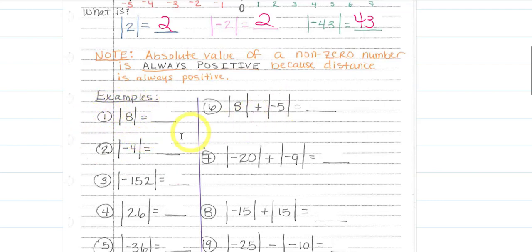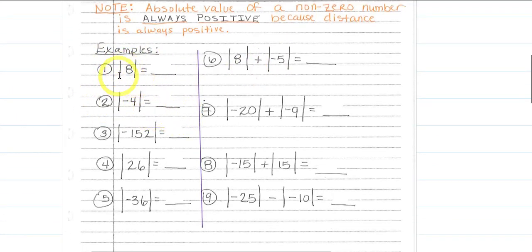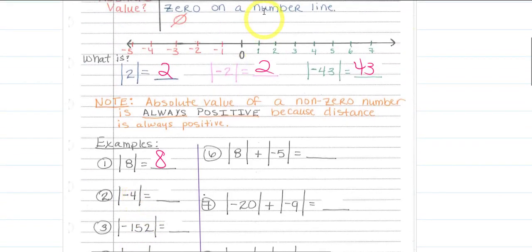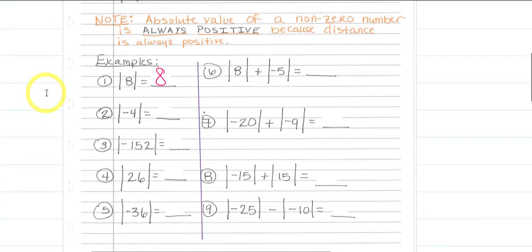Here we have some examples that we're going to go through. So for number 1, the question is, what is the absolute value of +8? Well, that is 8 steps away from 0, so that's going to be 8. Number 2, what is the absolute value for -4? So if I'm standing at 0 and I walk over to -4, I'm going to take 1, 2, 3, 4 steps. The distance that I've taken, the units that I've walked, are a +4.